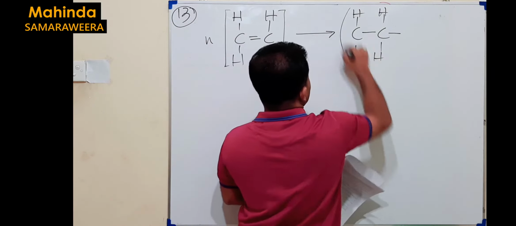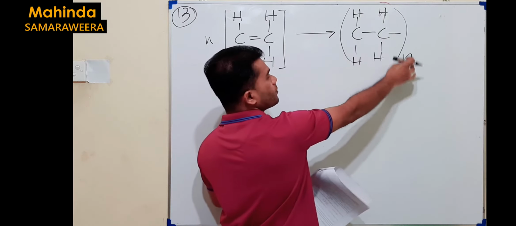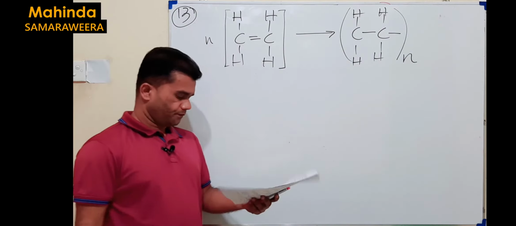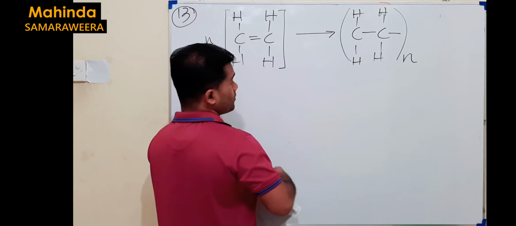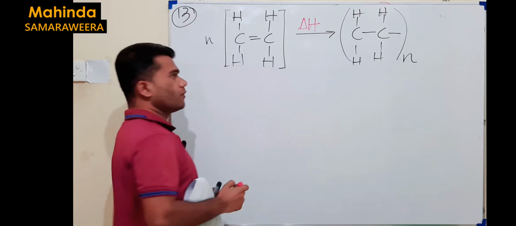And this is represented like this. This means this unit repeated n times in the polymer. That's the meaning of this. Our question is to find out not the enthalpy change for this particular reaction. Okay, it's not delta H for this reaction.